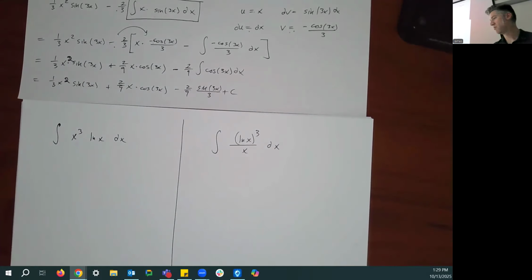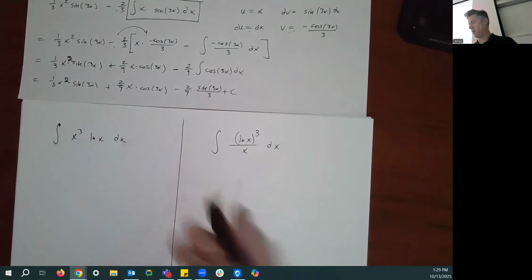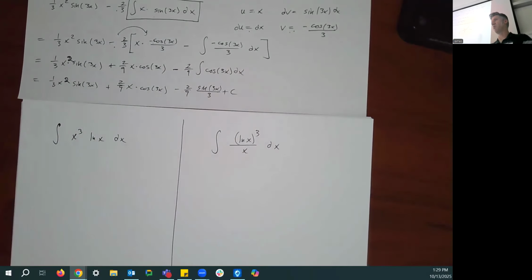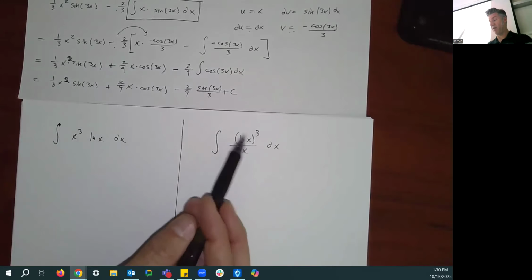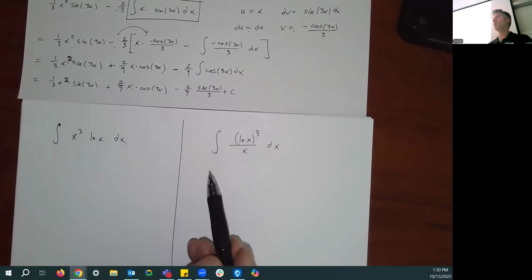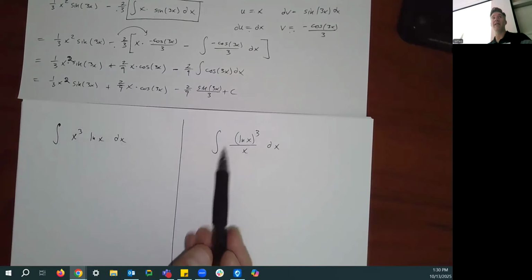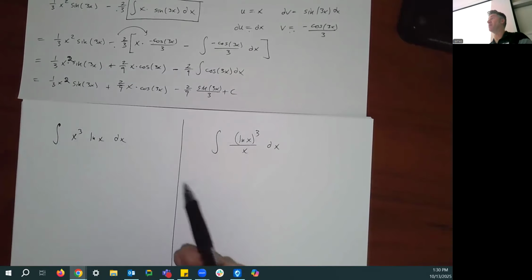Which one, the one on the right or the one on the left, looks more likely to be a u substitution? Right, that's what I'm thinking too. I see a function inside the function here. I see this natural log of x getting cubed. And also importantly, if we make that our choice for u, its derivative is there.